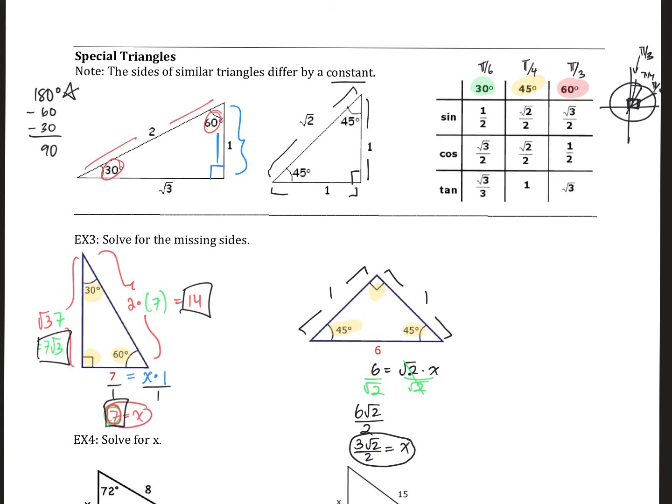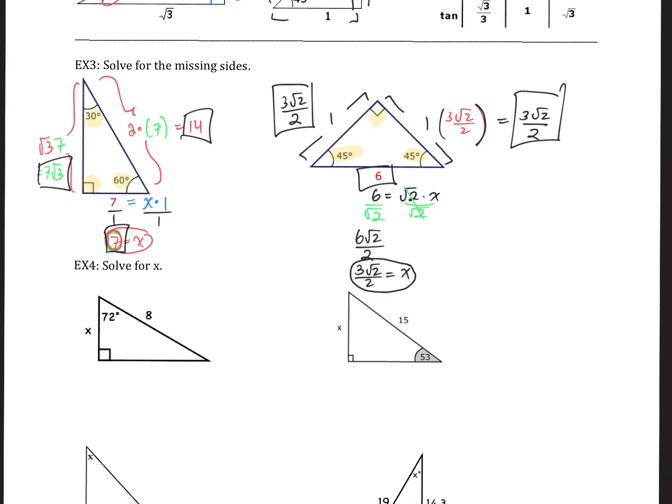So to find the other sides, should be 1 times 3 root 2 over 2. And we get, what do you know, 3 root 2 over 2 back. And the other side is going to be 3 root 2 over 2 as well, because multiplying by 1, we're going to get that same number back. So we have found all of the sides. And we're given 6. Alrighty. Interesting.